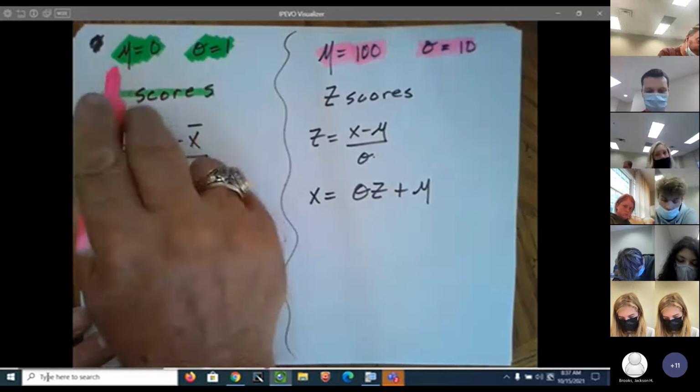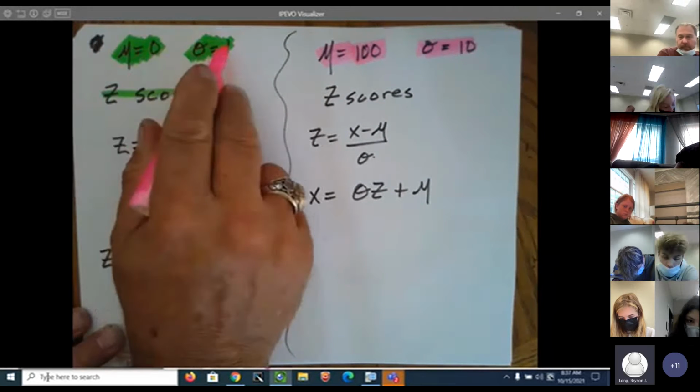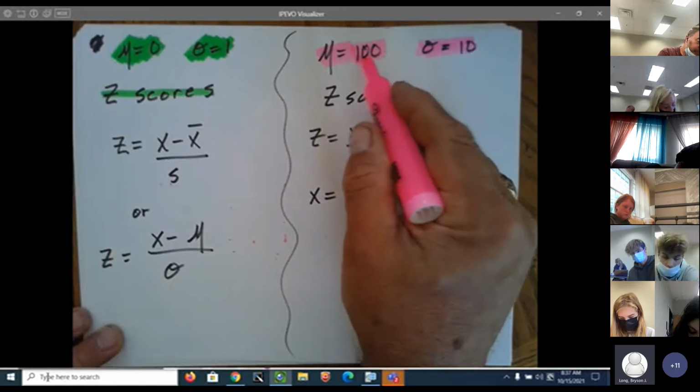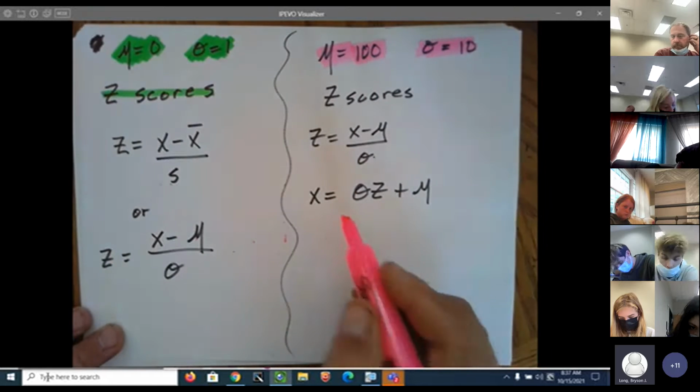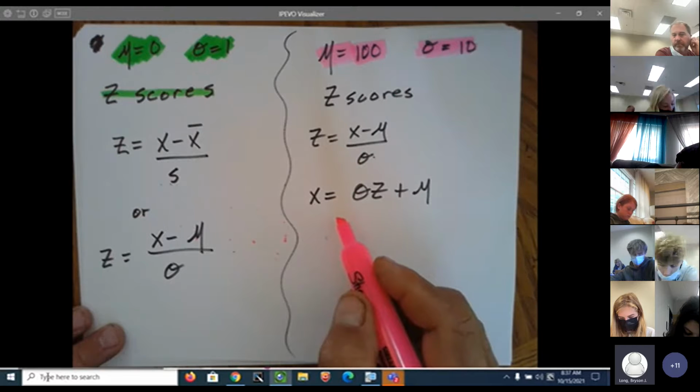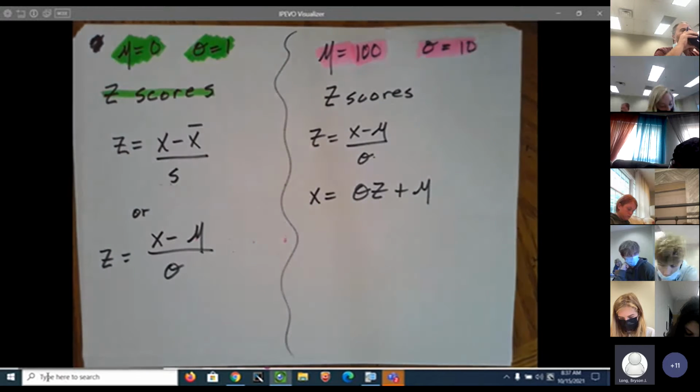In this problem, you're given 0 and 1. In these problems, you're given 110. Okay? Now, both of these, you're going to be using the normal curve. And both of them, you're going to be using the empirical rule. So I'm going to put that in red.